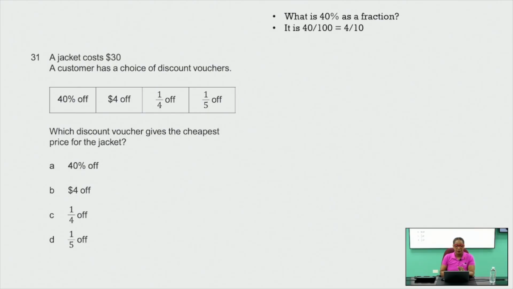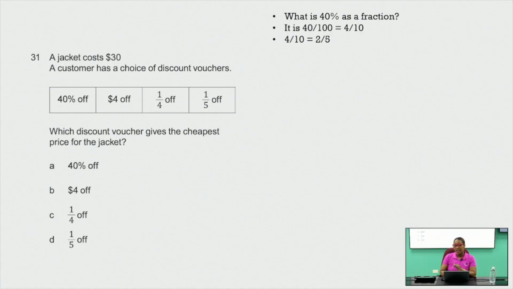I can rewrite 40% as 40 hundredths, which I can simplify to give me 4/10. And I can also simplify 4/10 to 2/5. So right away, I know that 40% is greater than 1/5. So my 40% is still leading. It's more than $4 off. It's more than 1/5. What about a quarter?